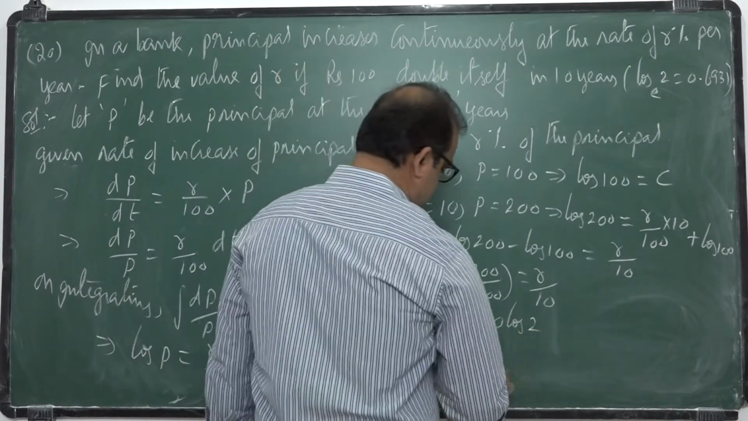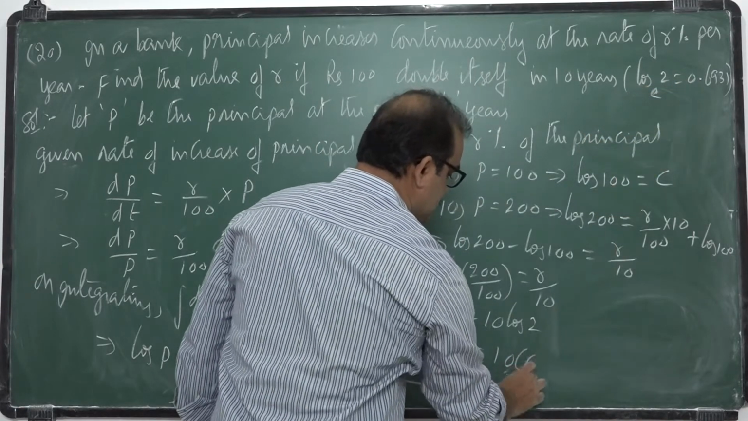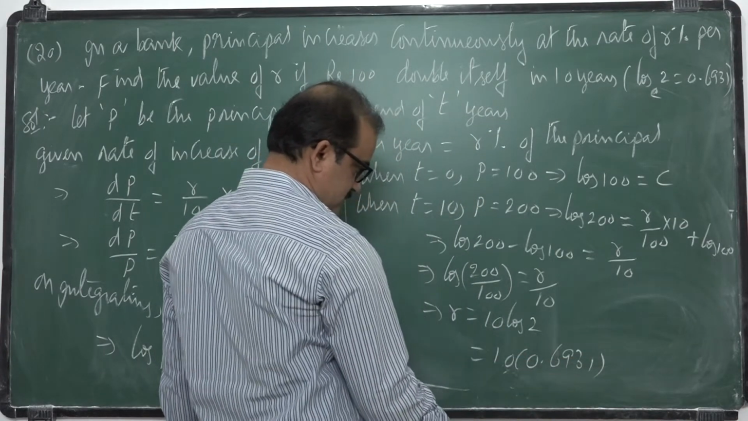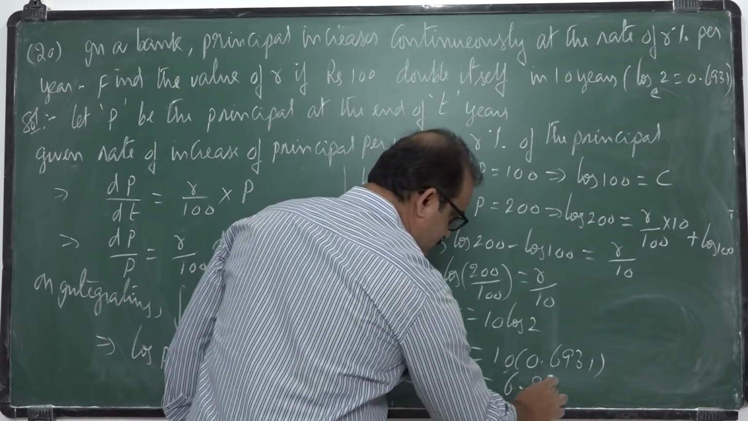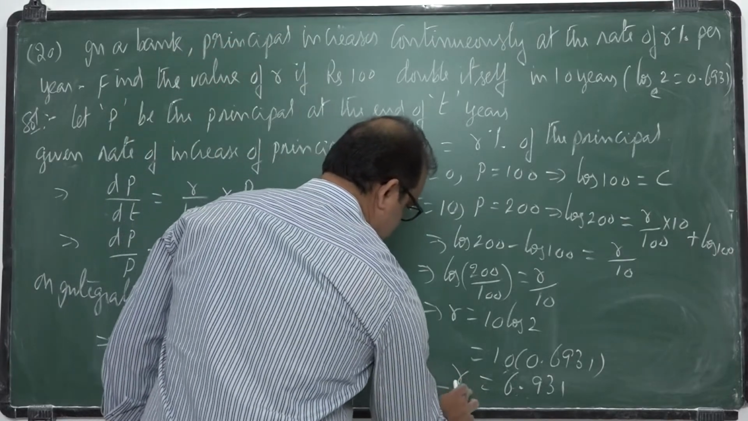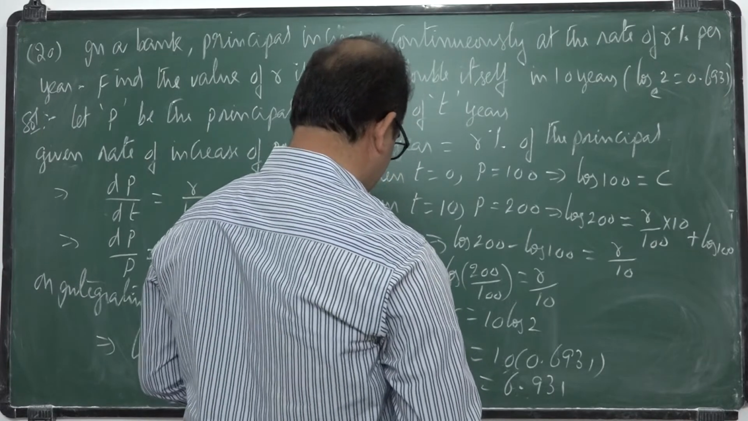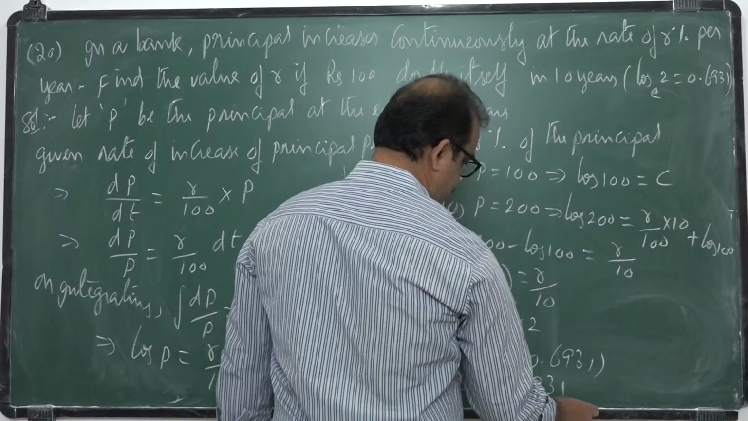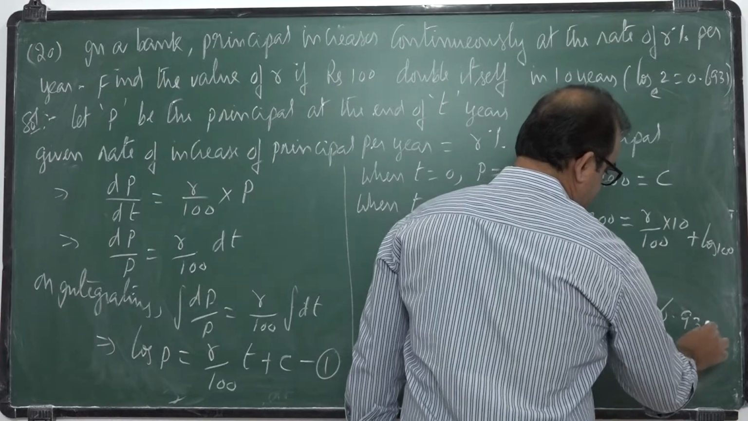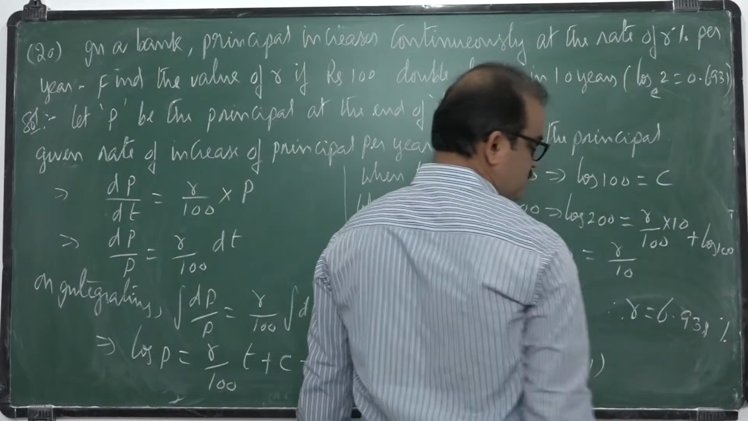But what is the given value of log 2? Log 2 is given as 0.6931, that is given in the problem. 10 into 0.6931 is 6.931. So the value of r is 6.931. Therefore r is equal to 6.931 percentage. Here r is interest, in terms of percentage.